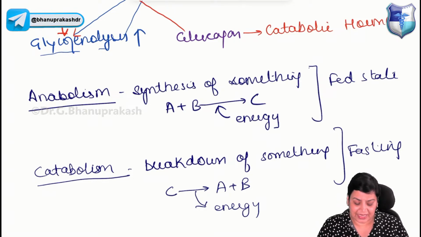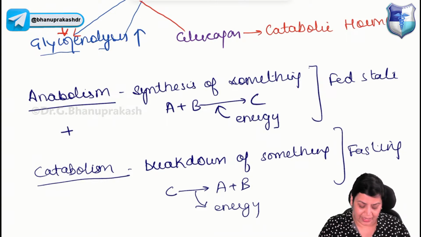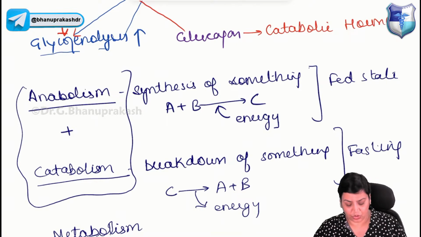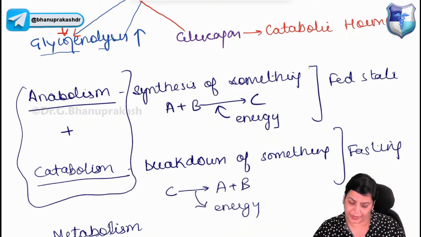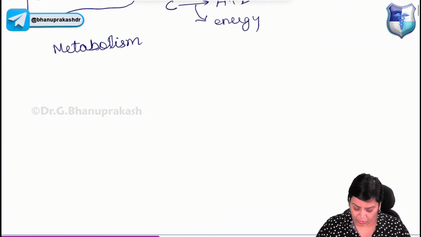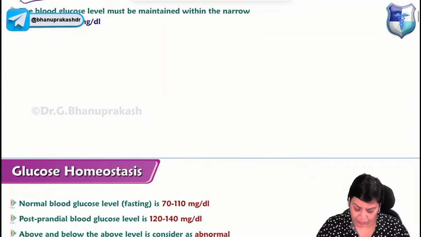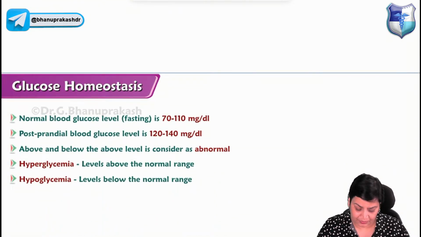So this is anabolism and catabolism, and anabolism plus catabolism is equal to metabolism. I hope it is clear to all of you. Clear? Right. Now coming over to this, that is what is written here.